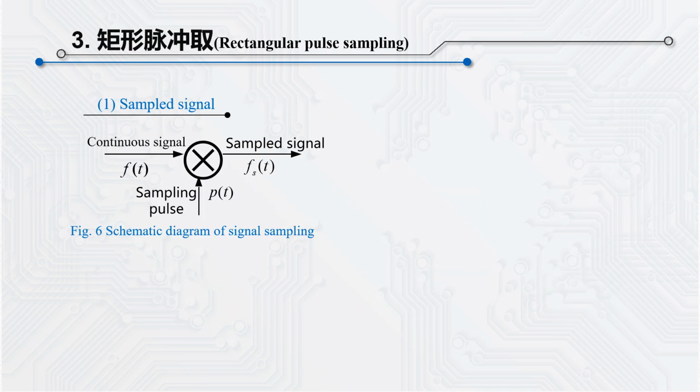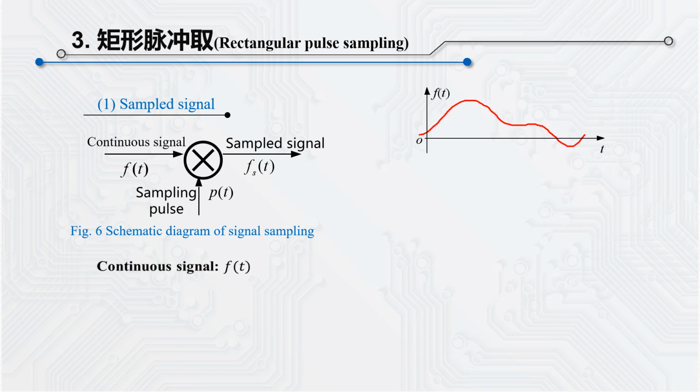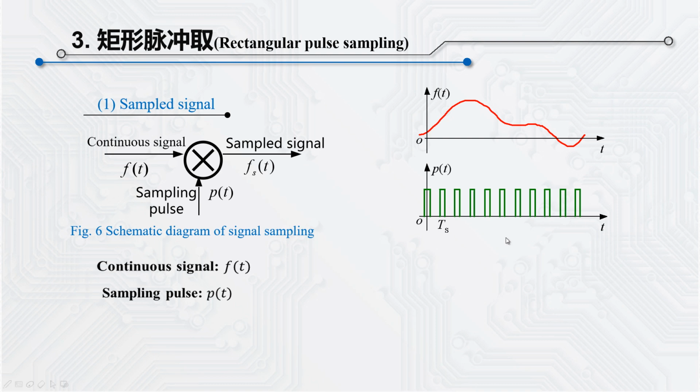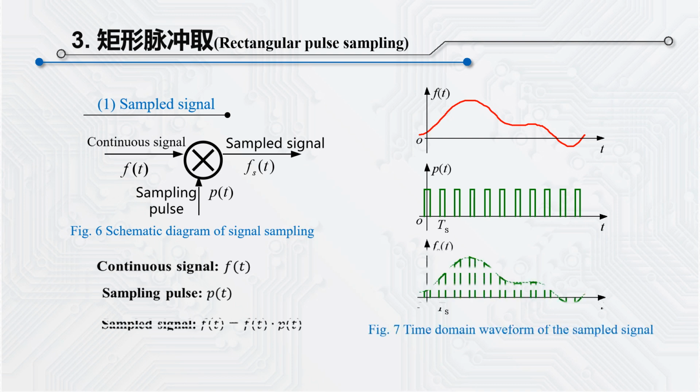Let's look at rectangular pulse sampling. The subject of rectangular pulse sampling is a rectangular pulse. This is the original signal. This is the sampling pulse. After ft is multiplied by pt, we can get the time domain waveform of the sample signal. Obviously, the width of the sampling pulse determines the accuracy of the sampling value.